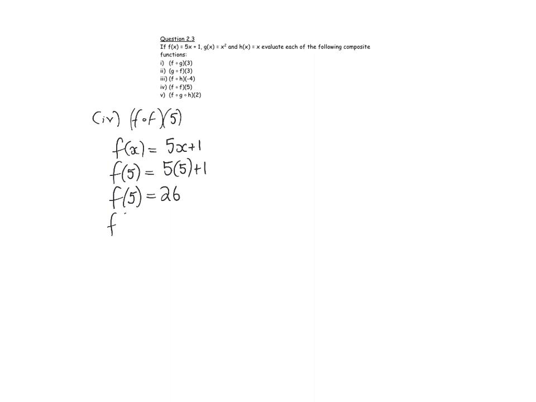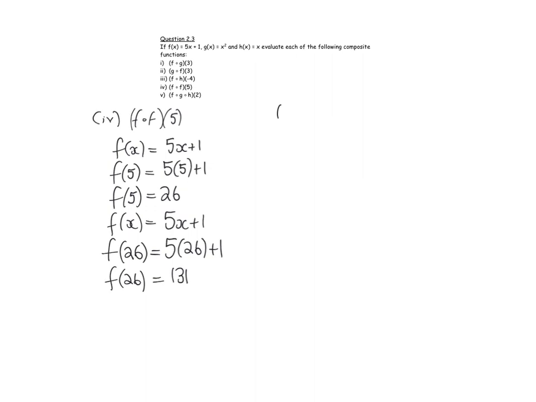Then it's f(x) again, and we know f(x) is equal to 5x + 1. So then f(26) is equal to 5 times 26 plus 1. When you figure that out, f(26) is 131.